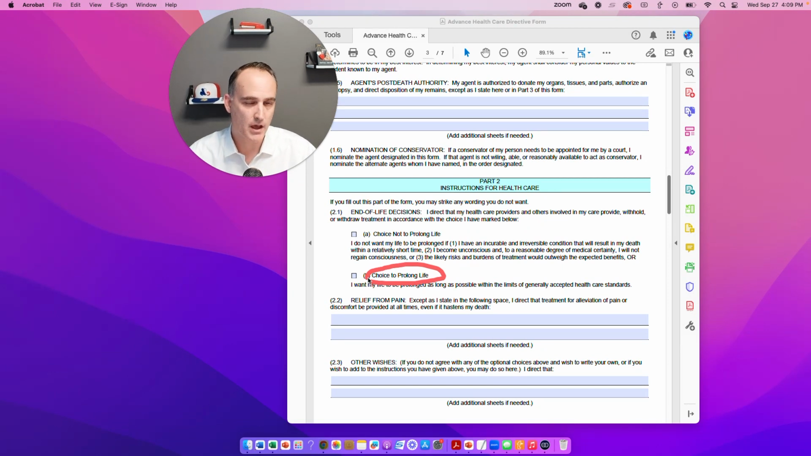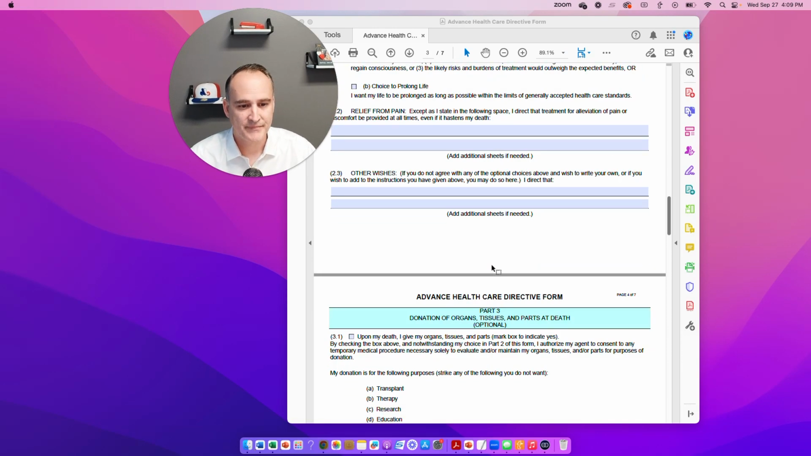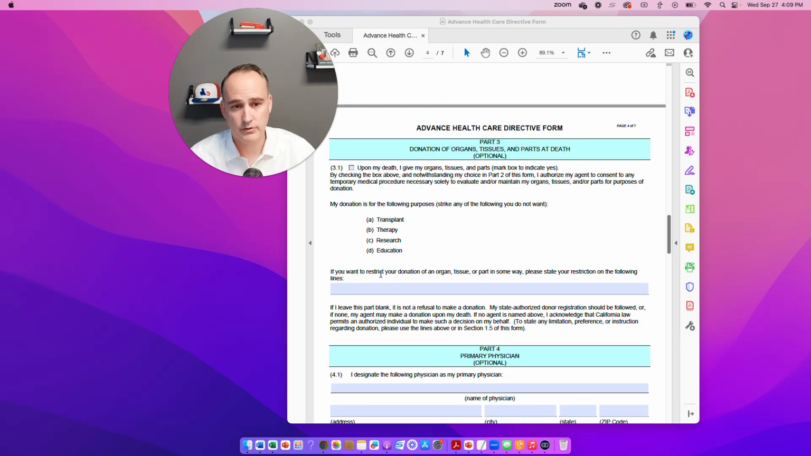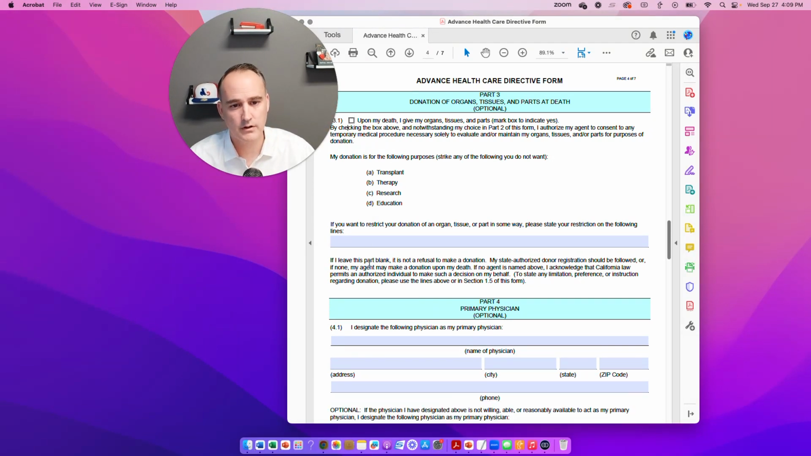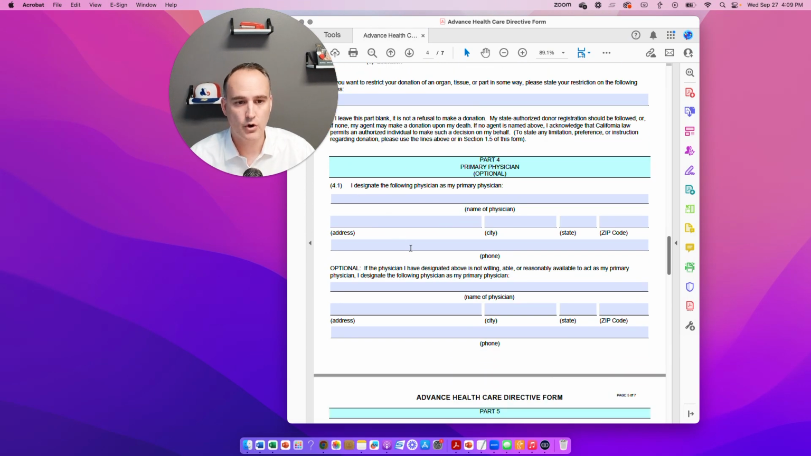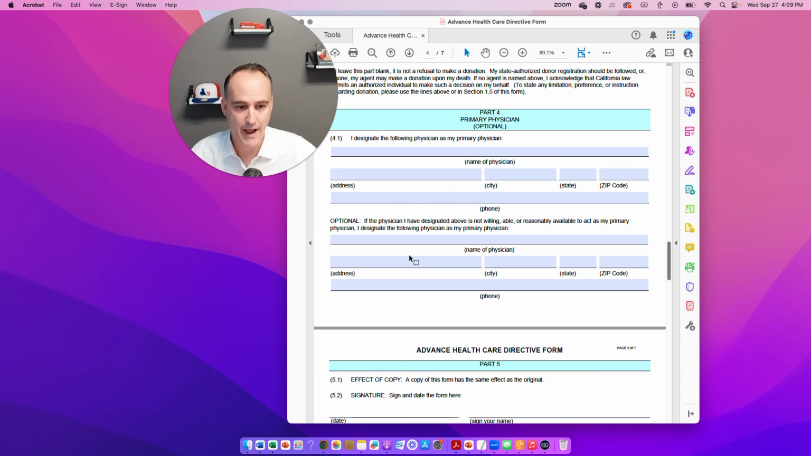So the very simple way of putting this is, do you want the plug pulled? The answer is yes, not to prolong life. The answer is no, don't pull the plug, don't prolong life, right? That's a big oversimplification, but that's generally what it means. And then you can choose to be an organ donor on here. So you just check the box if you want to be an organ donor, or don't check the box. And then if you have specific religious or other desires, you can write that stuff down here. You can designate your own primary physician if you have one.